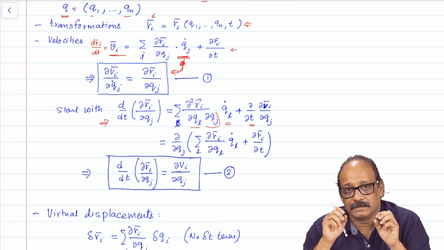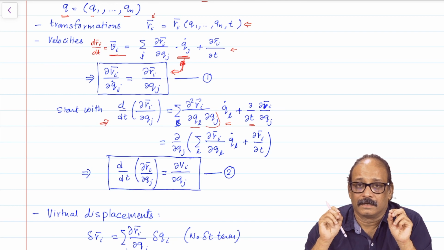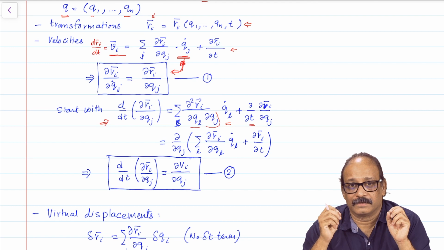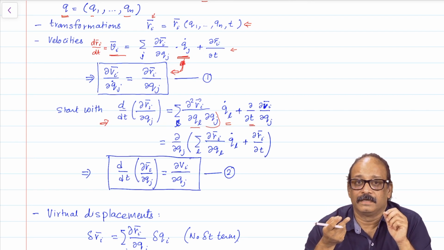And as long as these transformations are nice in some sense, nice means they are smooth, the easiest thing that we can do is, if they are smooth, then I can interchange the order of derivatives.